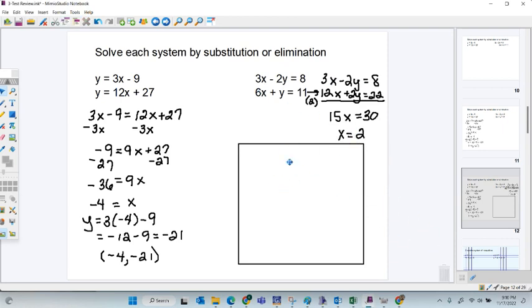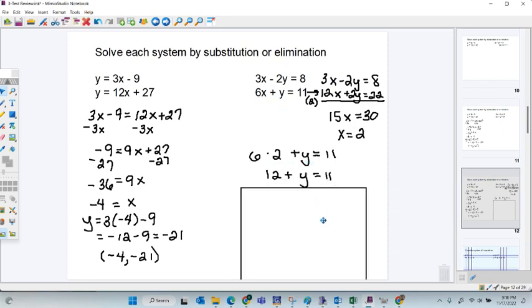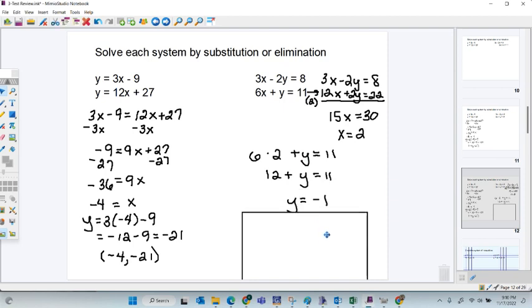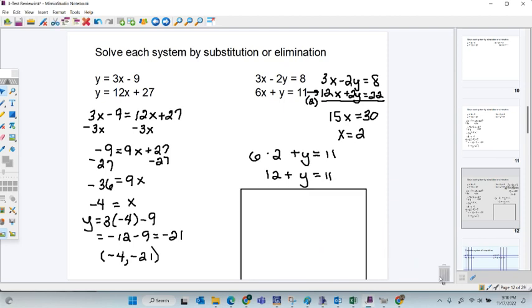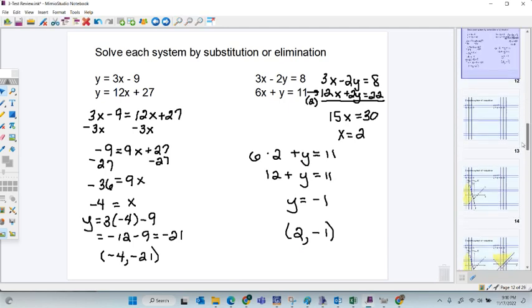That x then gets plugged into whichever equation you love. I like this one because the y is already almost by itself. 6 times 2 plus y. So y turns out to be negative 1, and your ordered pair is 2, negative 1. Very nice, substitution and elimination.